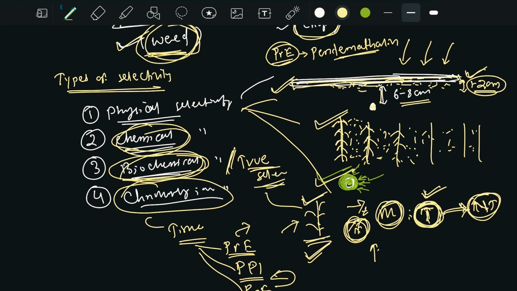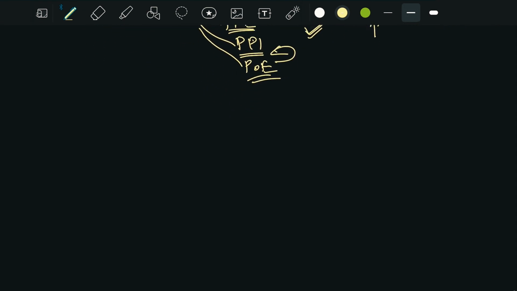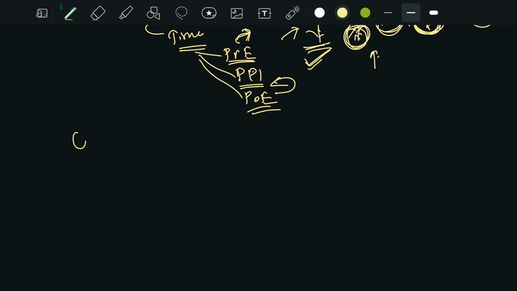There may be a phytotoxic effect, or there may be less efficiency of the herbicide. So due to this time of application, if there is any herbicidal selectivity existing, then that is called chronological selectivity. So these are the different types of selectivity. The next important thing in selectivity is the selectivity index. Selectivity index, in short form we call it SI.